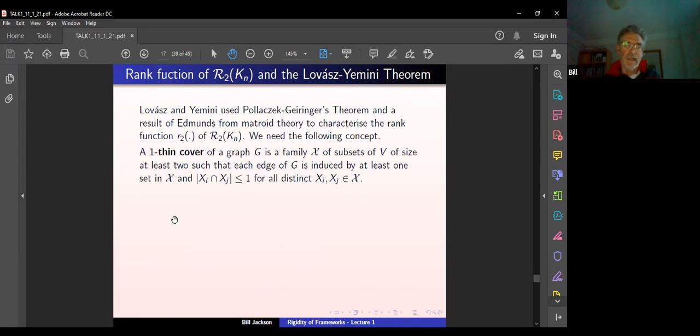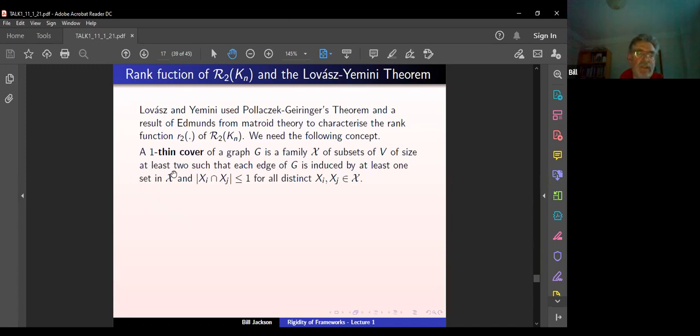So to finish off with, I would like to give a slightly more complicated result of Lovasz-Yemini, which characterizes the rank function of the two-dimensional rigidity matroid. So there are direct derivations of this formula, but I think it's illustrative to use some machinery from matroid theory to give you the Lovasz-Yemini formula. In particular, it uses a classical result of Jack Edmonds from matroid theory.